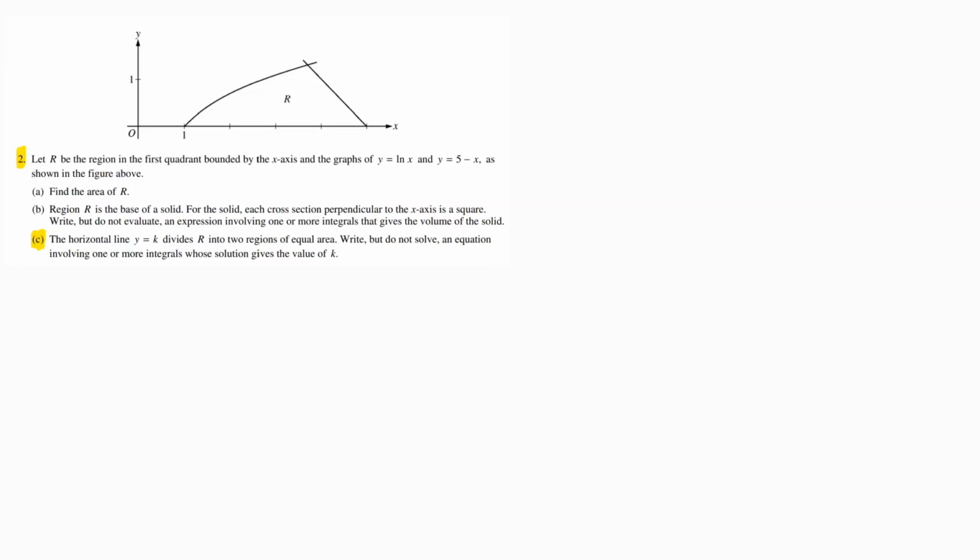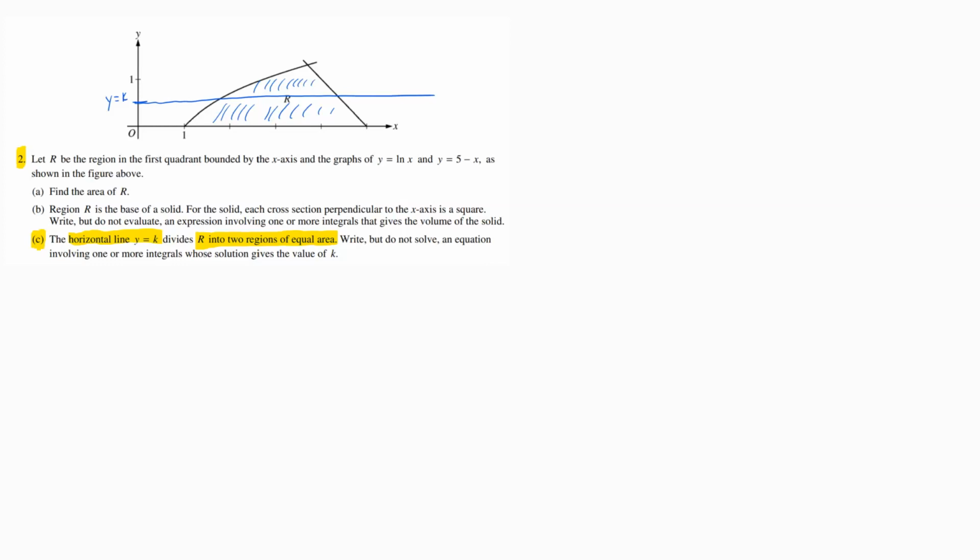Okay, so hopping into C, we're being told that there is some horizontal line, y equals k, that divides this region R into two regions of equal areas. So it cuts it in half. This one's a little bit tricky. What I think is helpful is to remind yourself y equals k. This is a y value. So some y value is going to cut through the middle of this, and we want half of that region to be equal to the other half, wherever that happens.